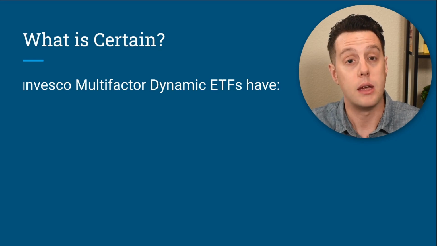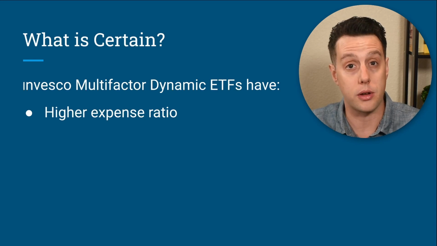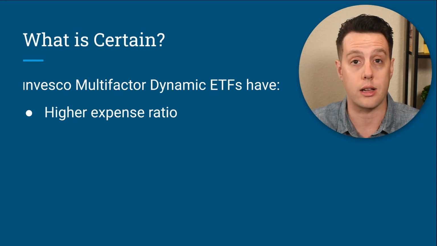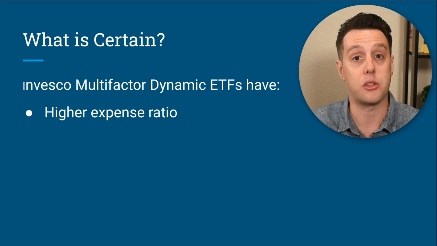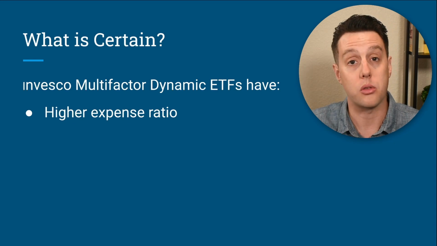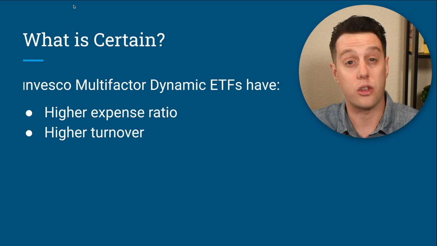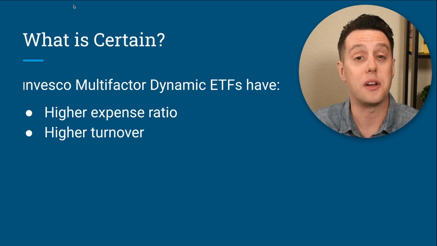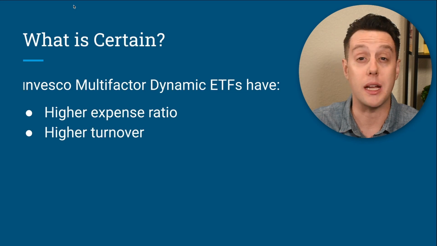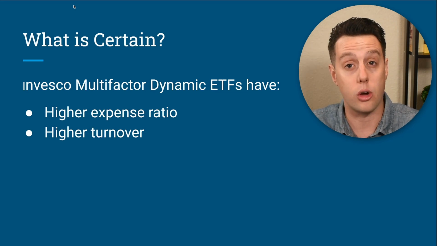What is certain? We know that it has a higher expense ratio. This is a transparent expense that's just deducted from the fund's return. You don't pay for it directly. So if you see the fund deliver a 12% return, that's after the expense. It would have been 12 plus whatever the expense ratio is. These funds also have a higher turnover, and this fee is not transparent. This is when the fund is trading in and out of stocks. They're paying commissions and other types of fees to brokers and so on.